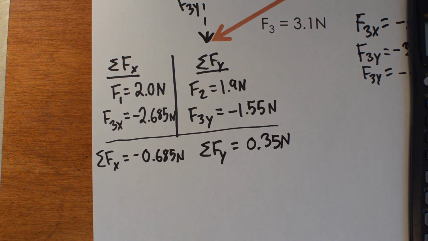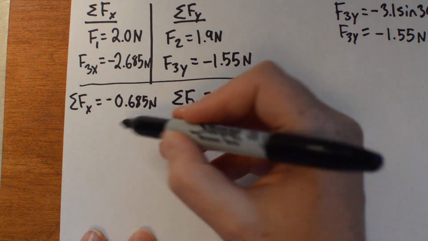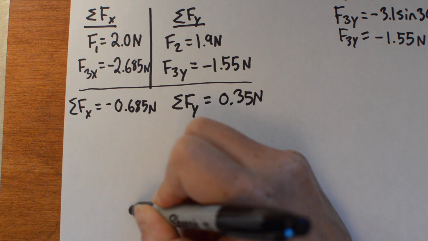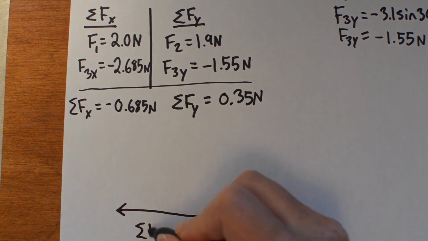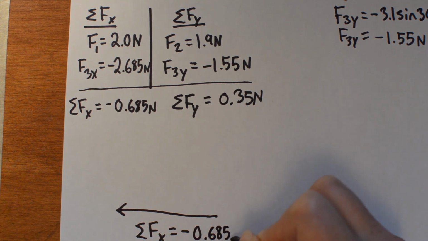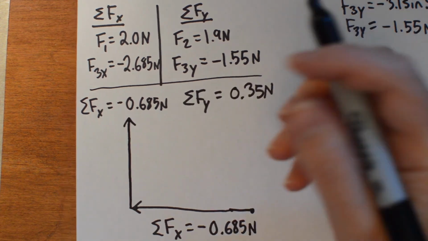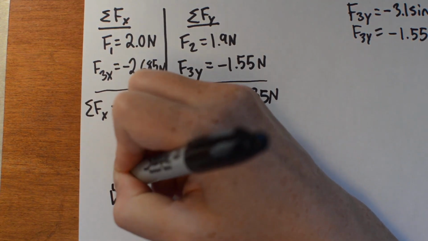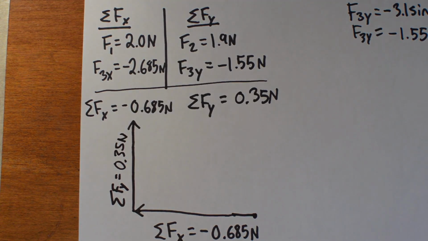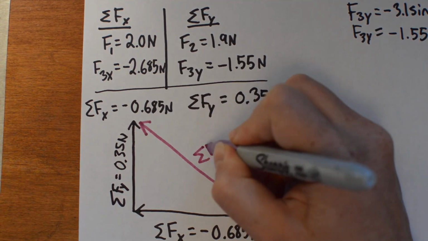Okay, I've got my net force in x, I have my net force in y. Next what I need to do is just put those two together in a nice little picture. So x is actually backwards, so I'll start by drawing that one. So this is my net force in x, and it's a negative 0.685 newtons. And then this is my net force in y, positive 0.35 newtons. And what I'm trying to find here is this, which is the overall net force.